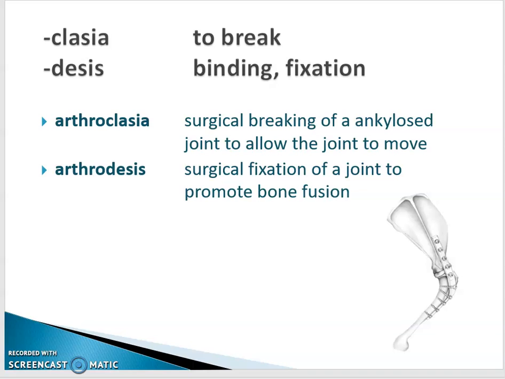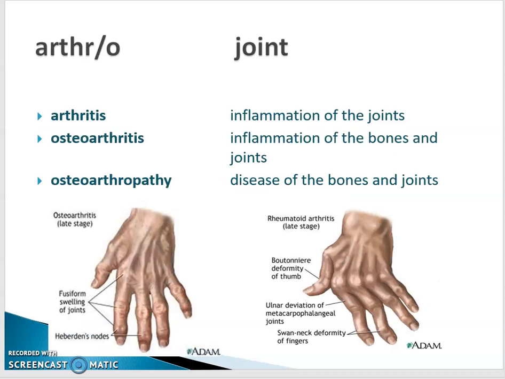And sometimes you need to bind bones together. Let's say you have a horrible spinal fracture of 3 or 4 vertebrae in the neck, and there's no way they're going to be able to surgically reconstruct it. They're going to create a form of arthrodesis, and this is going to be a surgical fixation of a joint to promote bone fusion. In some cases, I've been told by orthopedists, they can go in and remove that hardware after a certain point in time. In most cases I'm familiar with, that hardware goes in and never comes out. Once again, arthro meaning joint.